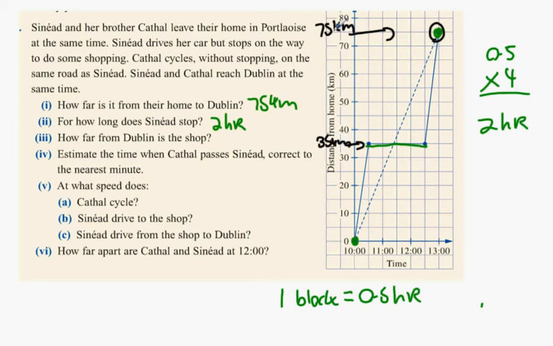So 75 kilometers minus 35 kilometers is going to be 40 kilometers from home. If you had that right, give yourself 2 extra marks, okay? 40 kilometers from home.